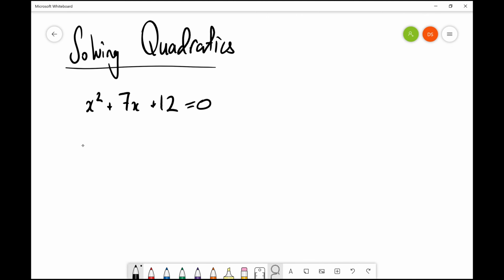This is fantastic. So I'm just going to factorize this. And typically, you look for two numbers that multiply to get 12 and add to 7. I'm going to go 3 and 4, and I put this into two brackets, and I solve.